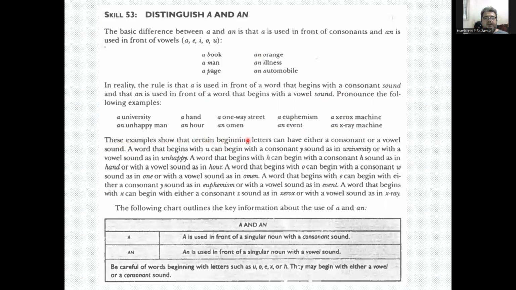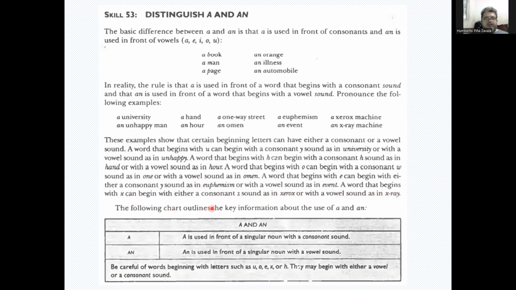These examples show that certain beginning letters can have either a consonant or a vowel sound. A word that begins with U can begin with the consonant Y sound, as in university, or with the vowel sound, as in unhappy. A word that begins with H can begin with a consonant H sound, as in hand, or with a vowel sound, as in hour. A word that begins with O can begin with a consonant W sound, as in one, or with the vowel sound, as in omen. A word that begins with E can begin with either a consonant Y sound, as in euphemism, or with a vowel sound, as in event. A word that begins with X can begin with either a consonant Z sound, as in Xerox, or with a vowel sound, as in X-ray.